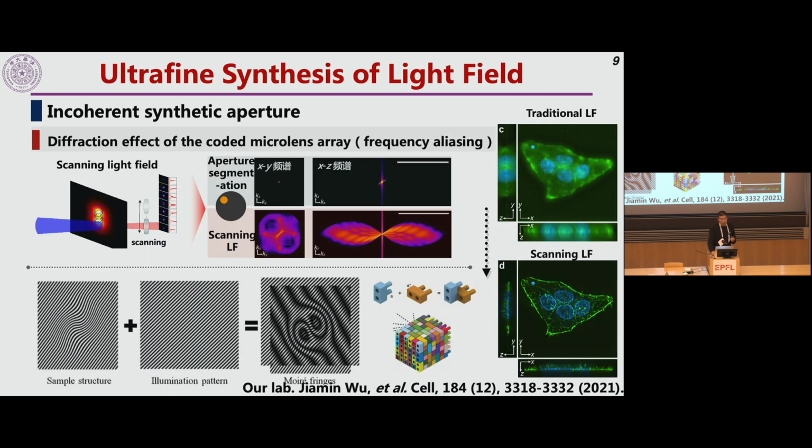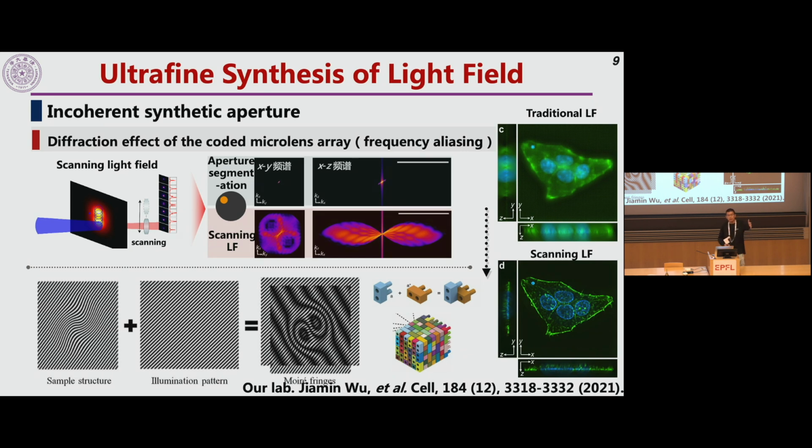So what's the physics behind this phenomenon? Why can we preserve the high resolution when we do pupil segmentation, even with a small numerical aperture? We find this highly relies on the small size of the microlens. It means we need to fabricate the microlens very small. In this case, it will generate diffraction. So it's very similar to structured illumination microscopy. It's an incoherent light field.